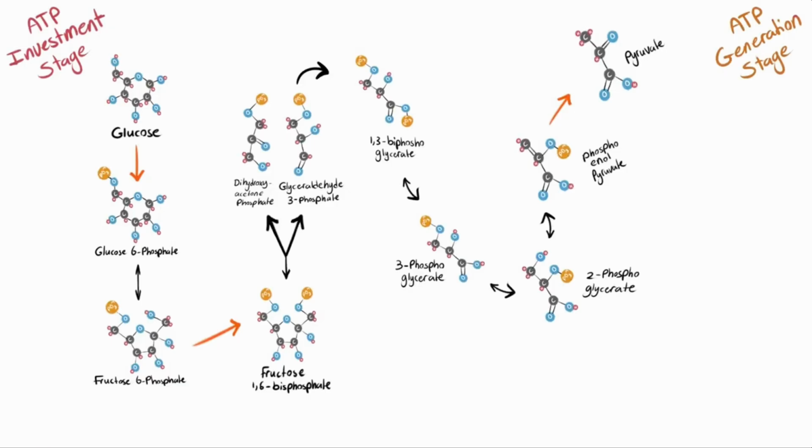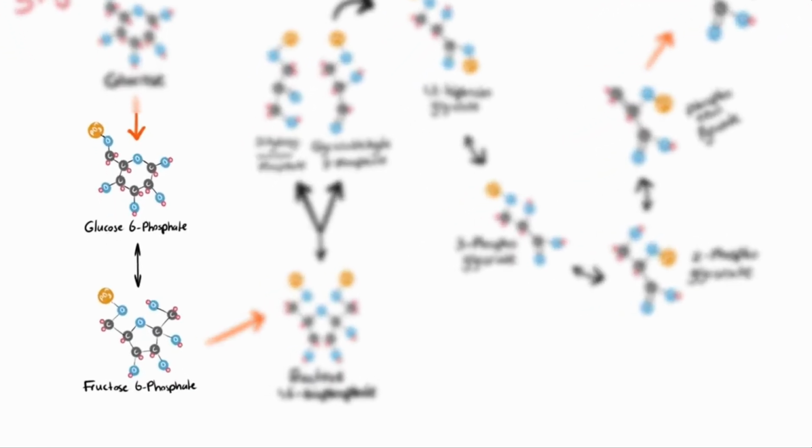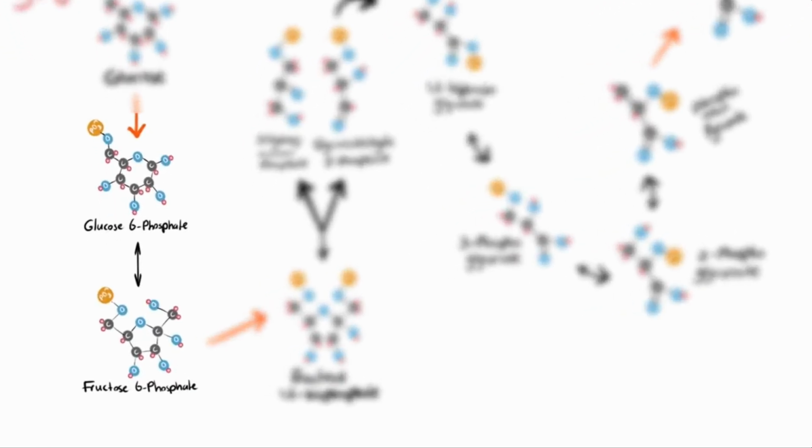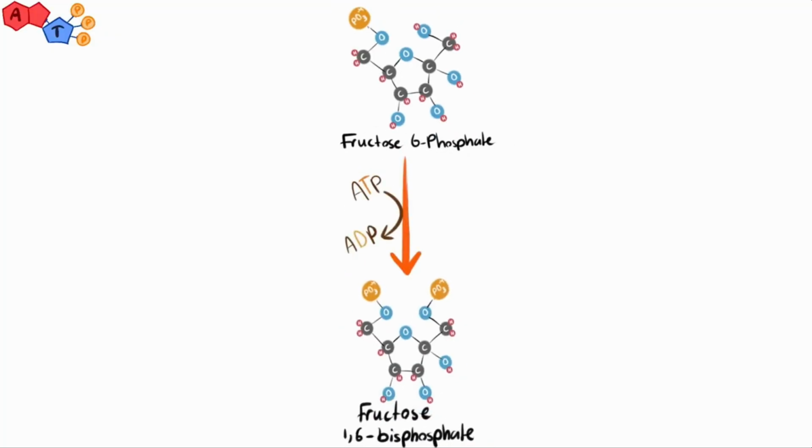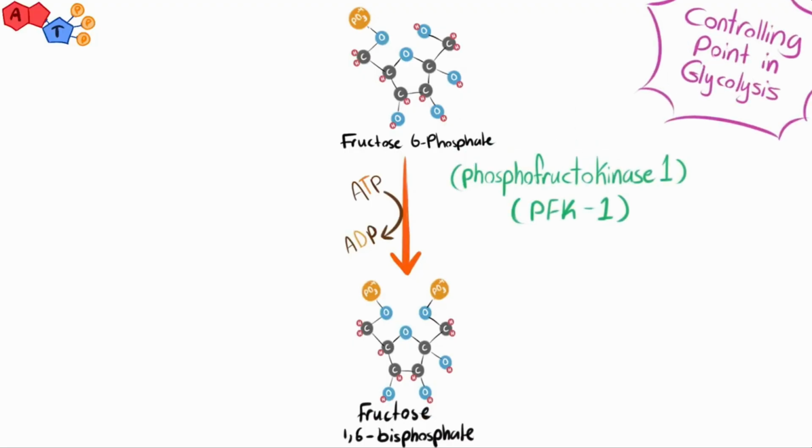Next, glucose 6-phosphate is converted into fructose 6-phosphate in a reaction catalyzed by the enzyme phosphoglucose isomerase. After that comes the second regulated reaction, which is the third step. In this reaction, fructose 6-phosphate is phosphorylated into fructose 1,6-bisphosphate by the enzyme phosphofructokinase 1. This is the most important controlling point in glycolysis because it can be regulated by 4 different molecules.